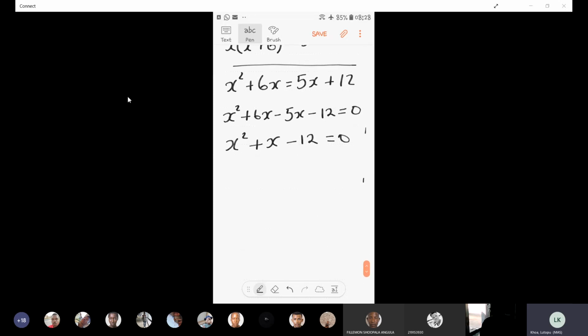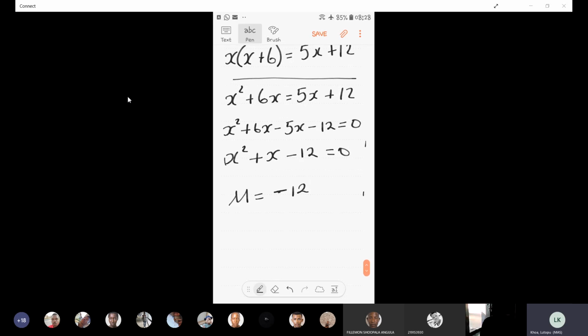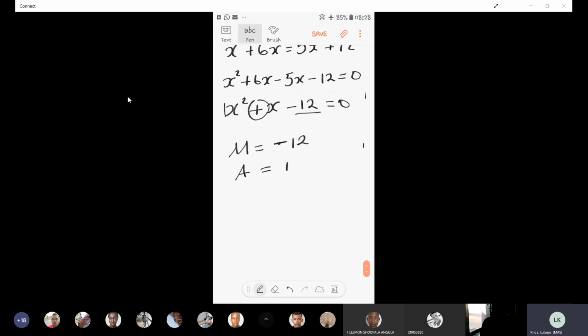So this is a quadratic equation. You can factorize this. You look for two numbers that when you multiply them, the answer is negative 12. And this negative 12, I got it by multiplying the coefficient of x, which is 1, and the constant term. So I have 1 times negative 12, that is negative 12. And when I add them, this should be equal to 1. And that 1, I get it from the coefficient of x. So those two numbers are 4 and negative 3.